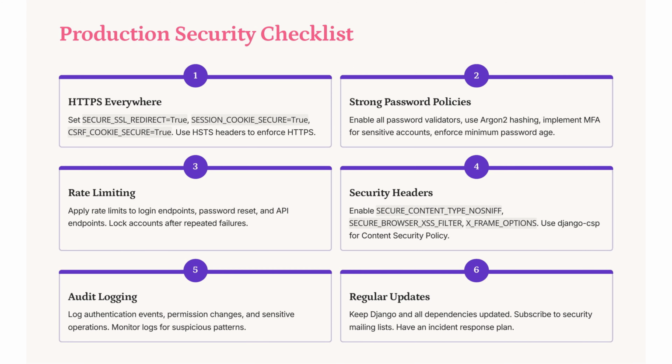Implement HTTPS by setting SECURE_SSL_REDIRECT, SESSION_COOKIE_SECURE, and CSRF_COOKIE_SECURE to True. Enforce strong password policies with Argon2 hashing and multi-factor authentication. Apply rate limits to critical endpoints and lock accounts after failures. Enable security headers like secure content type nosniff, and use Django CSP. Log authentication events and keep Django updated.